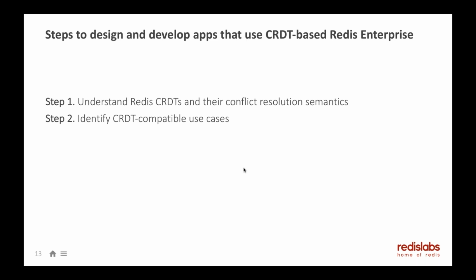And the second thing is you need to identify CRDT compatible use cases. Again, the point here is a CRDT-based data structure could be good for some of your use cases, but if you're building a payment platform, you may want to use some other database and not really CRDT. So there are some use cases that work really well with a CRDT-based database, and there are some use cases that may not really work well with CRDT. So that is something you need to identify, and we'll see some examples here.